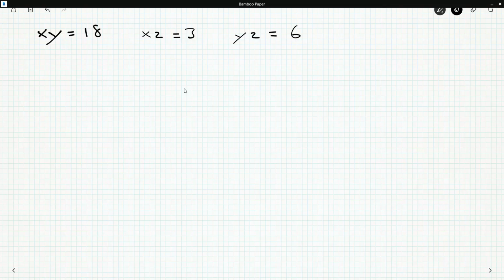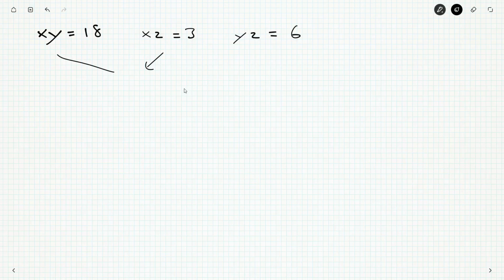What I'm going to do is take these first 2 equations and multiply the left-hand sides together and the right-hand sides together. So on the left-hand side, we'll get xy times xz. But if we group our x's together, we'll get x squared yz. And over on the other side, 18 times 3 is 54. And you say, okay, fine, but you've just made a more complicated looking expression. If I just wanted x on its own, I'd need to get rid of these yz's.